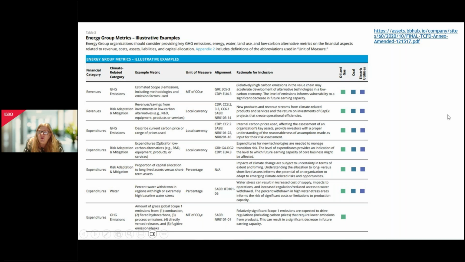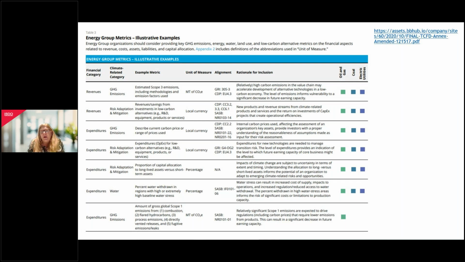First of all, I've looked at the TCFD examples. They've put out illustrative examples. So here you can see this is an example for an energy group, and they have included a financial category of revenues. They've got a climate-related category, which is GHG emissions, risk adaptation and mitigation, water, etc. Then they've included an example metric. So if you look at water, their example metric is the percent water withdrawn in regions with high or extremely high baseline water stress. So put in a percentage.